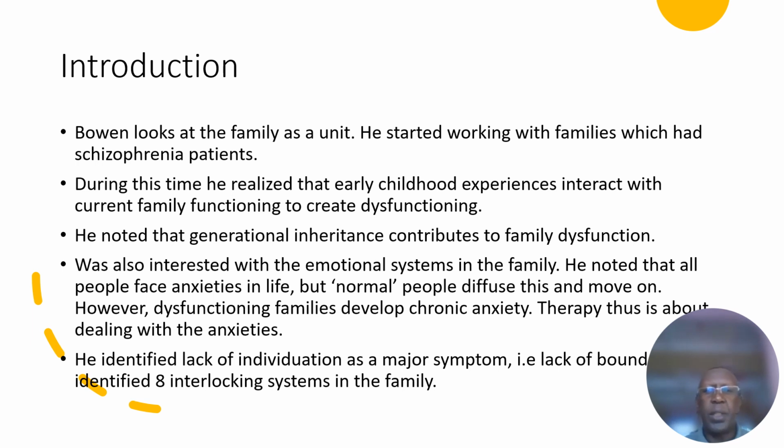As an introduction, we look at why Bowen looks at this theory. And basically, Bowen looks at the family as a unit. And he started working with families which had schizophrenia patients. After observing how every other member was acting within these families, Bowen was able to get a few details for us so that we could understand the family as a system.